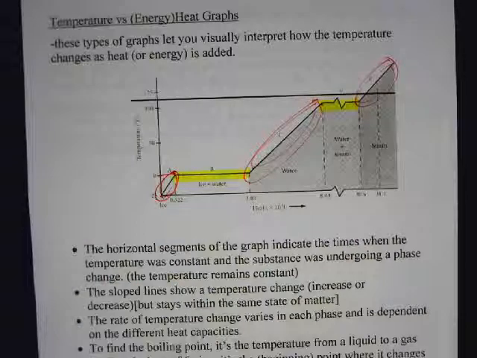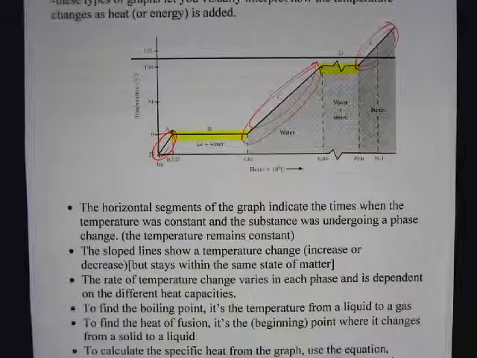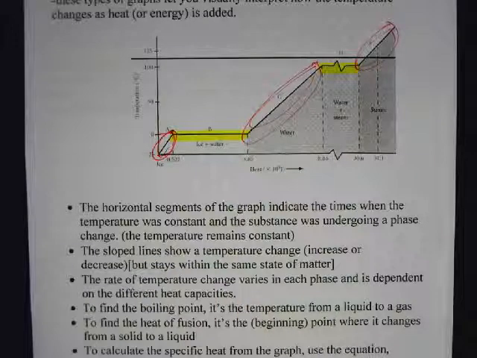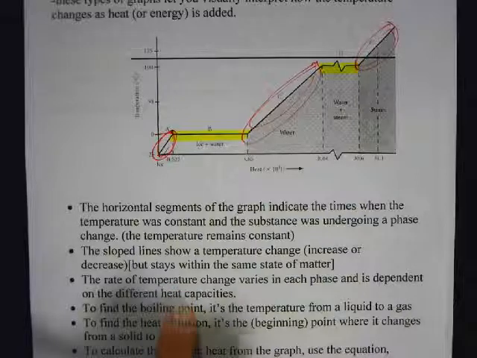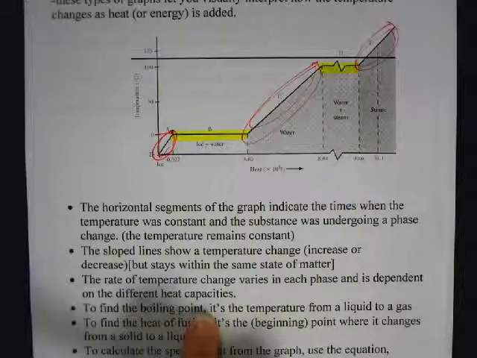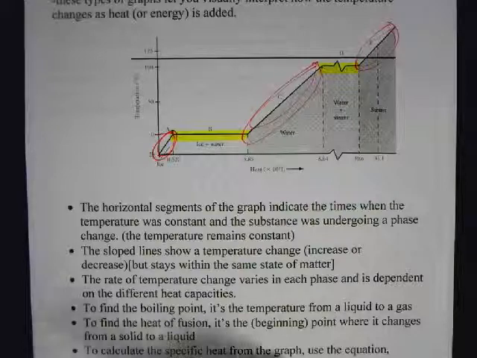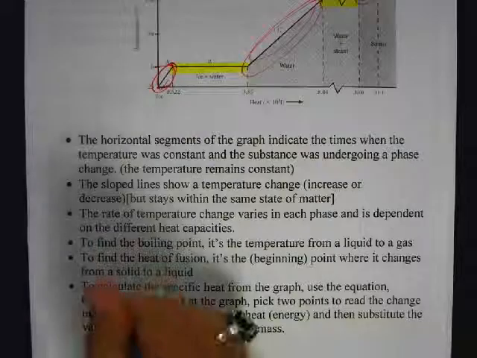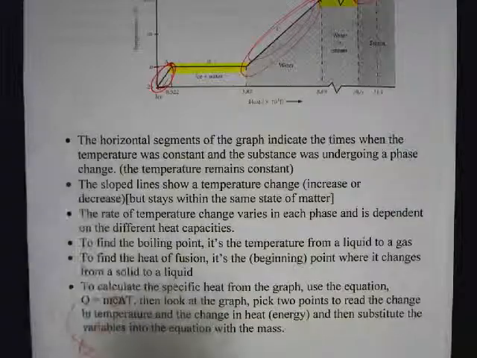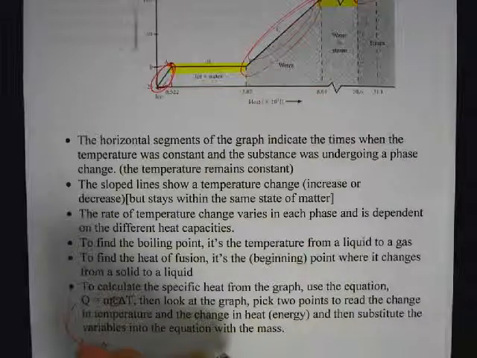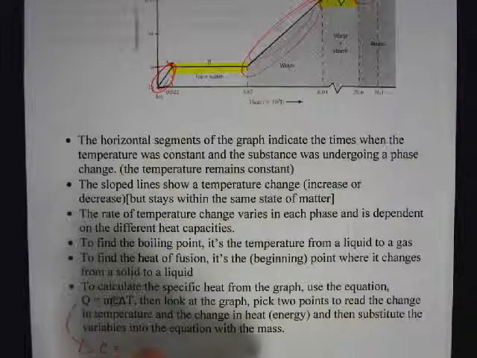Now, on this same type of graph, there are so many questions they can ask you. They can ask you things about temperatures. They can ask you, what's the boiling point. They can ask you what's the heat of fusion or what's the heat of vaporization. They can ask you to calculate the specific heat from the graph. So from this graph, if I wanted to calculate the specific heat, C, I would use my equation, Q is MC delta T. I'd rearrange the equation and say that C is equal to Q over M delta T.